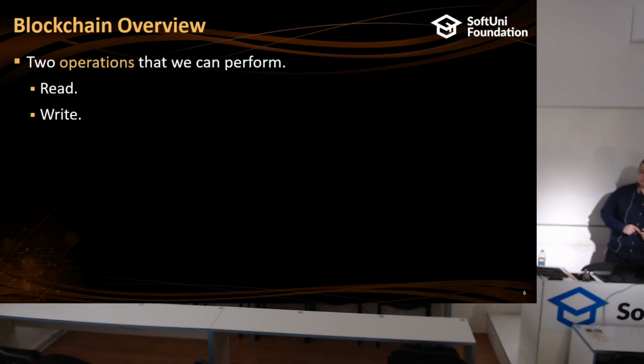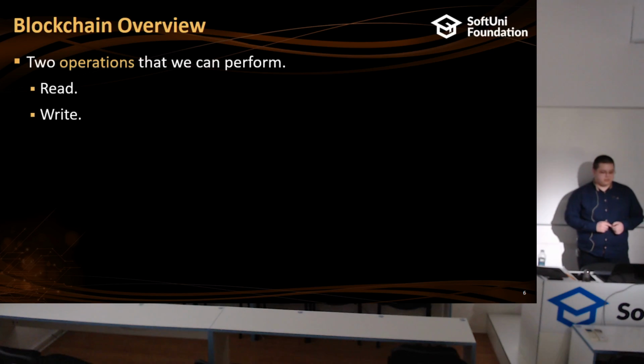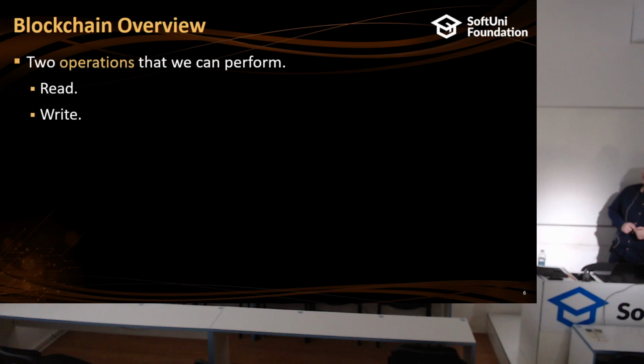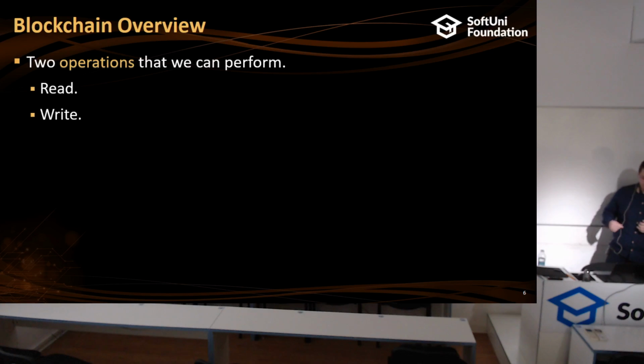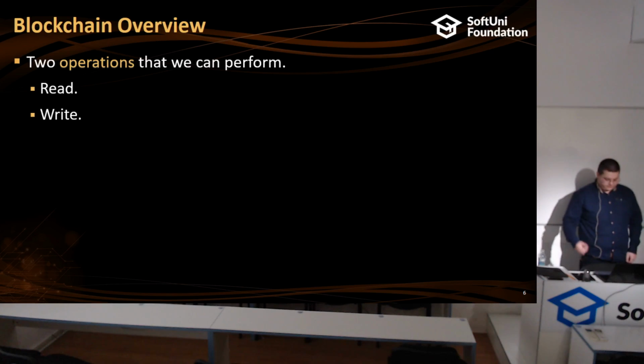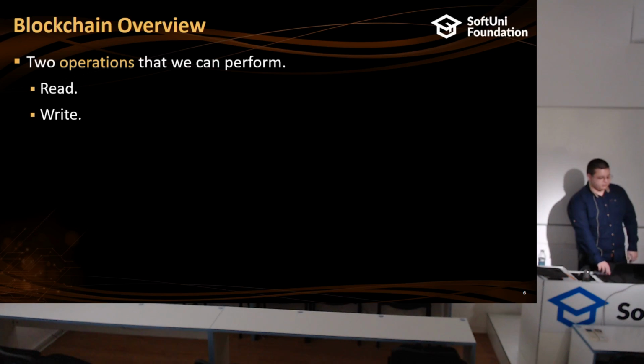However, the second operation is a bit more tricky. It is the write operation, and there are many problems and limits with this operation. We are probably going to be talking a lot more about the problems that are with the write operation.